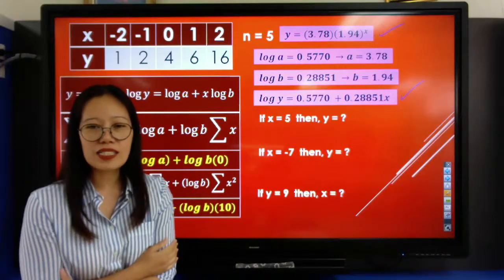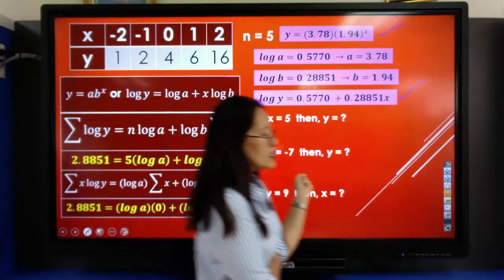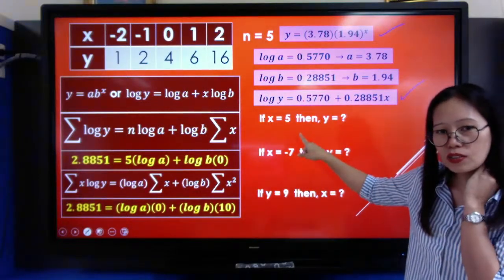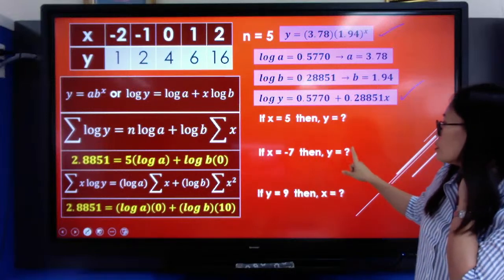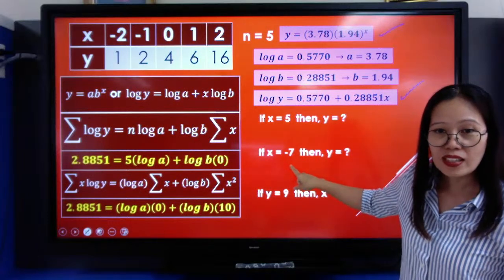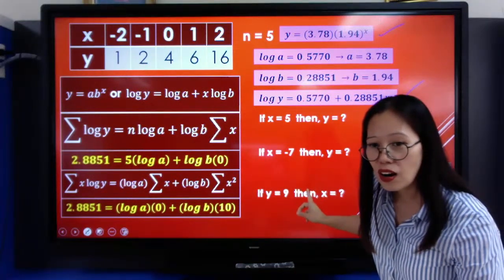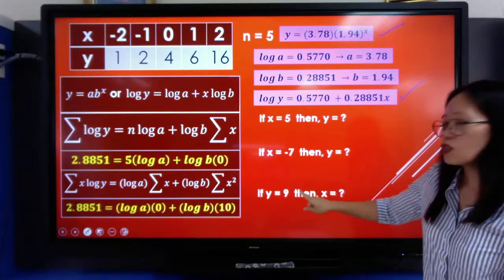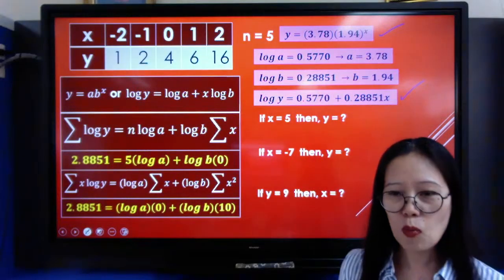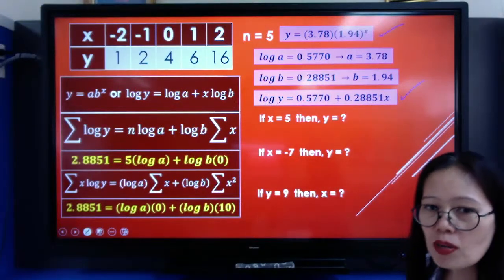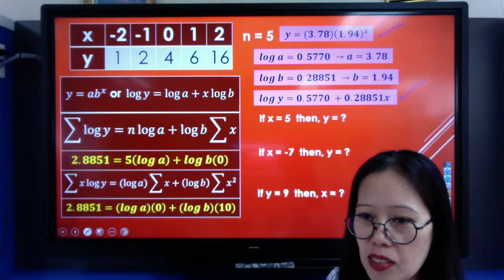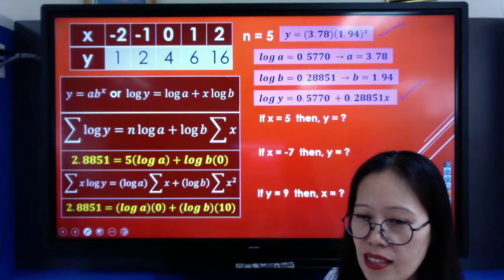Or anybody who has an answer now. What is the value of y when x is equal to 5? What is the value of y when x is equal to -7? And what is the value of x when y is equal to 9? Okay, show me your homework. Who did his or her homework? Let me see. I remember last time we stopped here and I told you that this will serve as your homework.